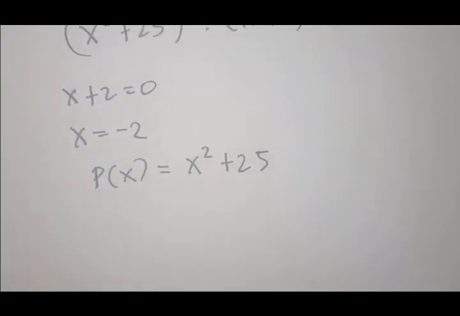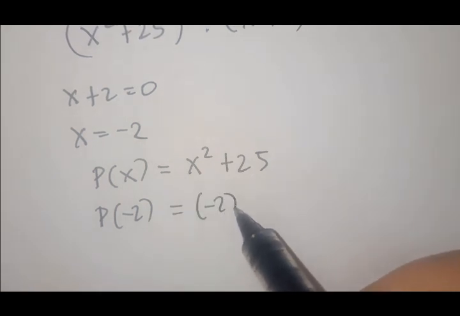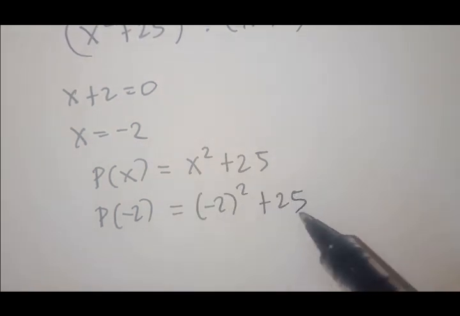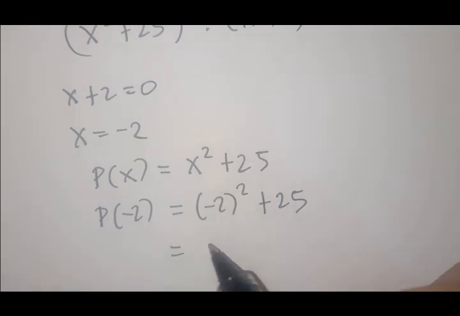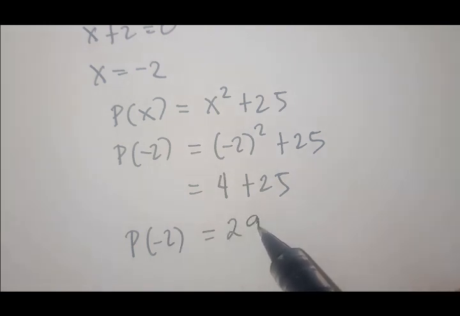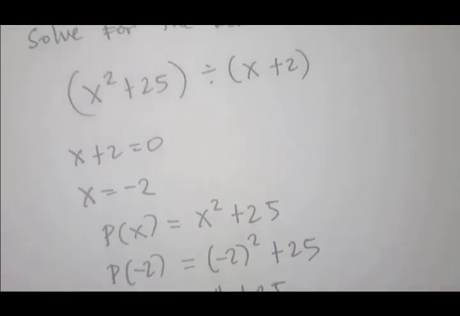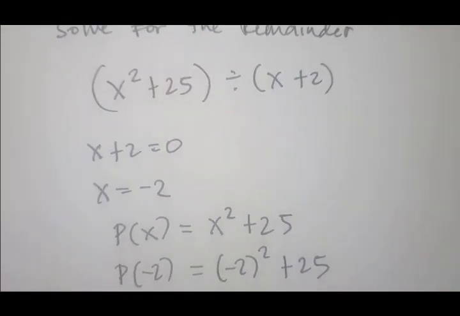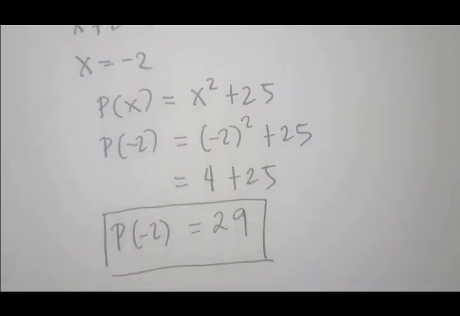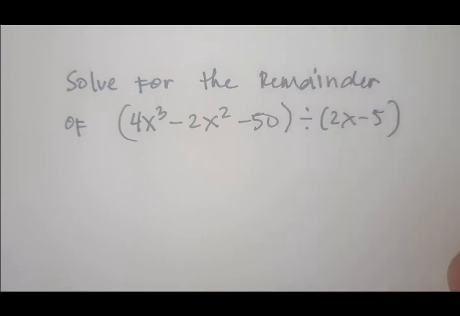So, yung value raw ng x na meron tayo is negative 2. So, we have negative 2 squared plus 25. Negative 2 squared is positive 4 plus 25. So, the remainder, if the value is negative 2, is 29. So, ibig sabihin, the remainder of x squared plus 25 divided by x plus 2 is 29. Okay, so let's have another example.